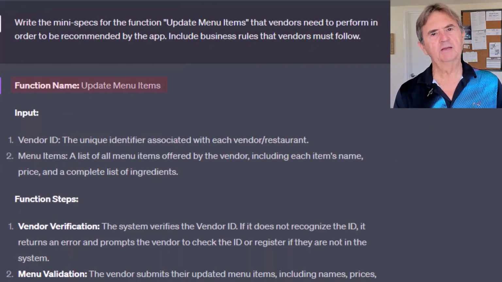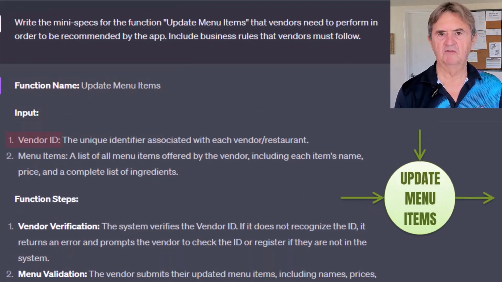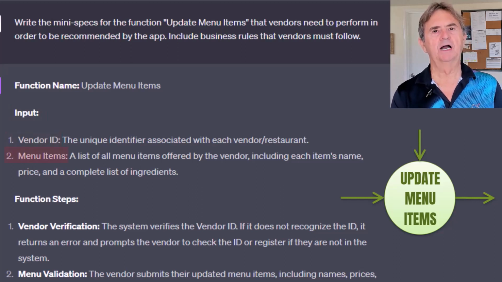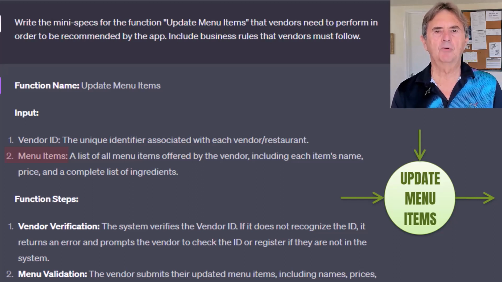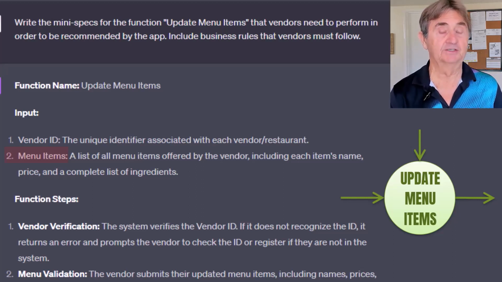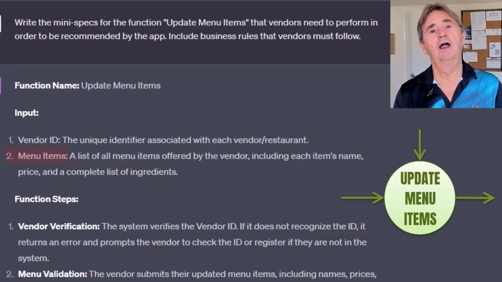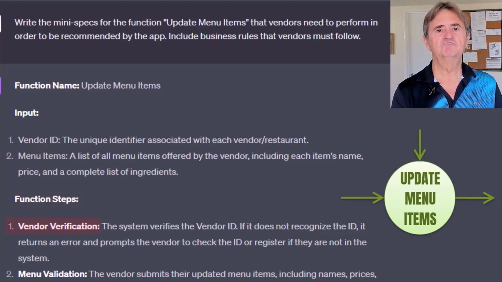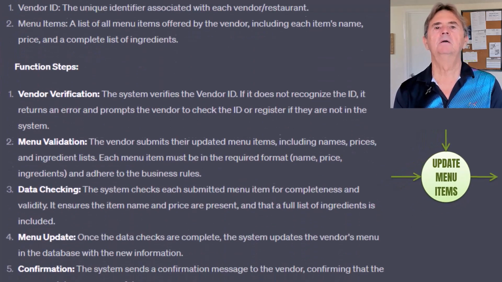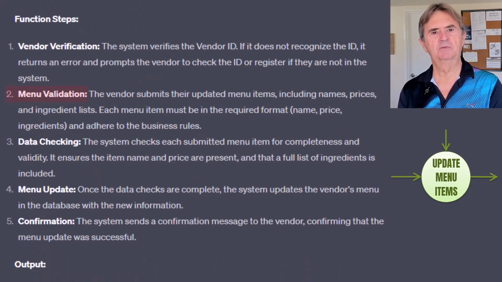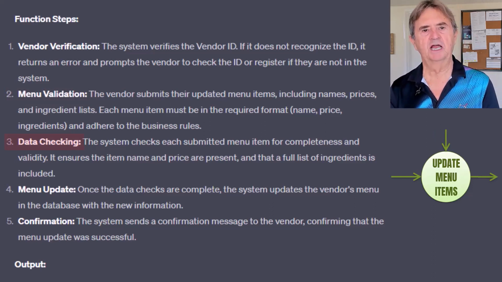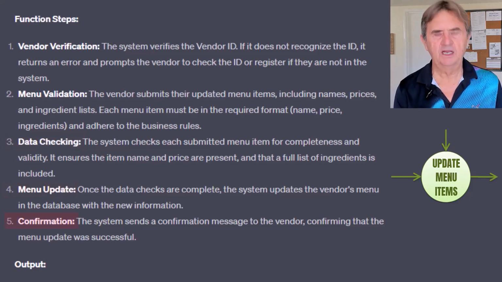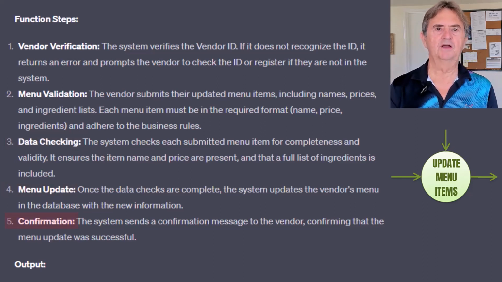ChatGPT delivers function name, update menu items. Input, vendor ID. That's good. Got to have a vendor ID. A menu items, a list of all menu items offered by the vendor, including each item's name, price, and a complete list of ingredients. That's absolutely critical for this function. The function steps, vendor verification, system verifies the vendor ID, menu validation, the vendor submits their updated menu items, including names, prices, and ingredient lists. The data checking, the system checks each submitted menu item for completeness and validity, menu update, and then confirmation. System sends a confirmation message to the vendor. Cool.